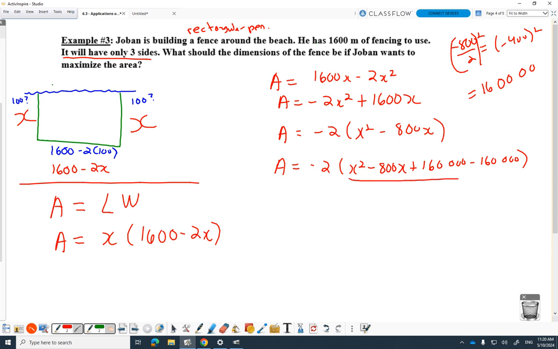Underline the first 3, and look for 2 numbers that multiply to 160,000, but add to negative 800. No, you don't have to do any math. It's there. The number's on the page there somewhere. It's the negative 400.